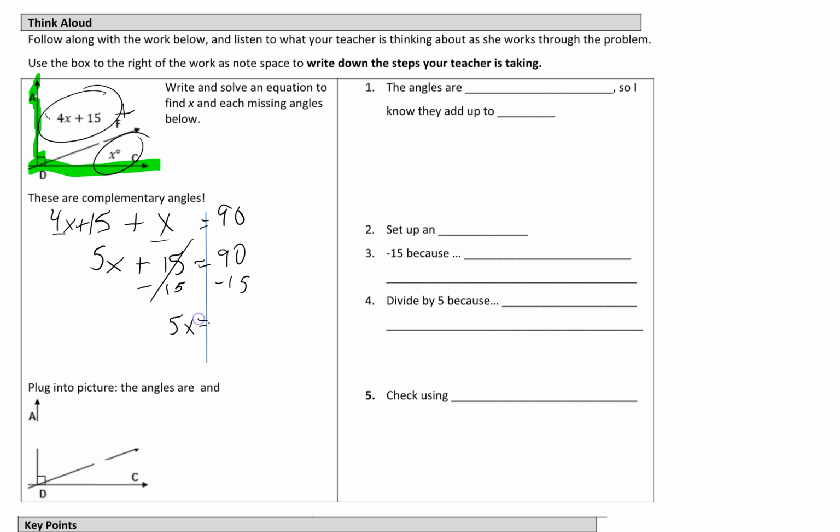That one will go away. And I'm left with 5x equals 75. And then again, inverse operations, I need to divide by 5. It'll go away. And I'm left with x equals 15.